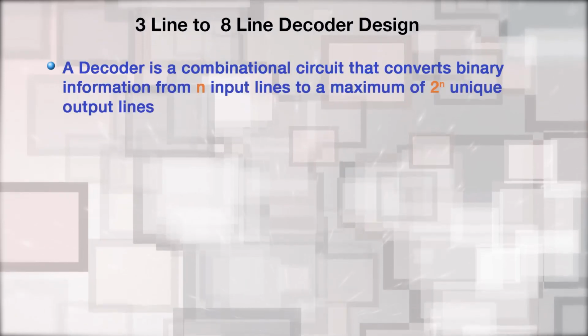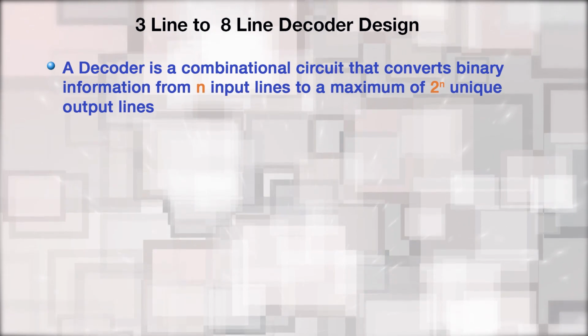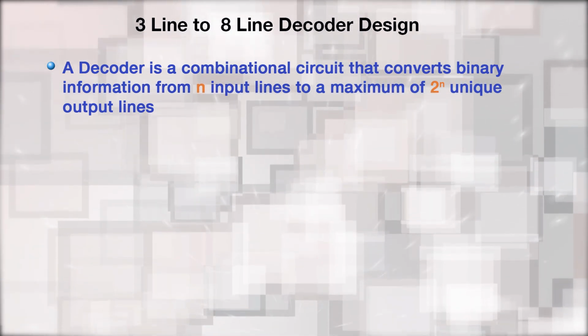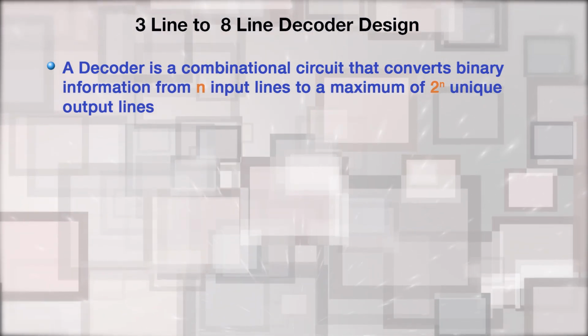Imagine you have a key that can open multiple doors, but you need to choose the right door every time. A decoder is like that key in the world of digital electronics. It is a clever device that helps us make decisions and select the right path for digital signal to follow. A decoder is a combinational circuit that conveys binary information from n input lines to a maximum of 2 raised to n unique output lines.